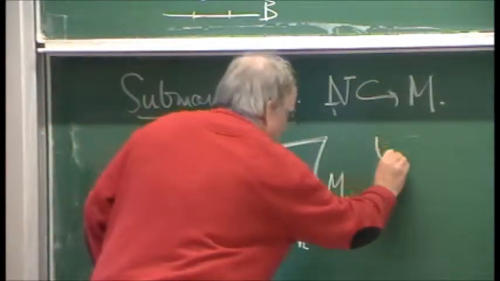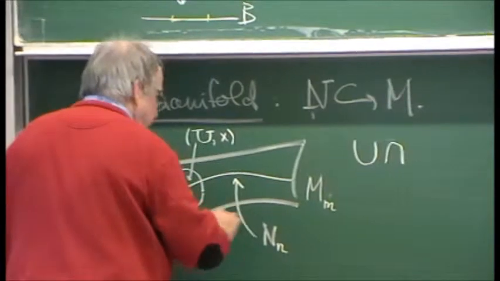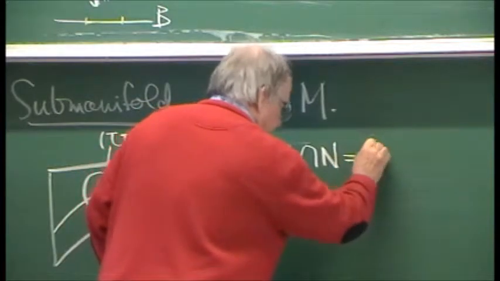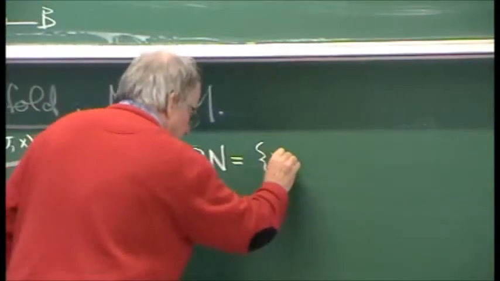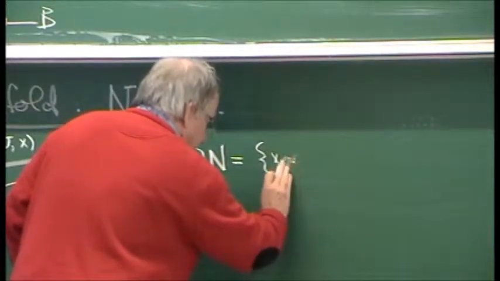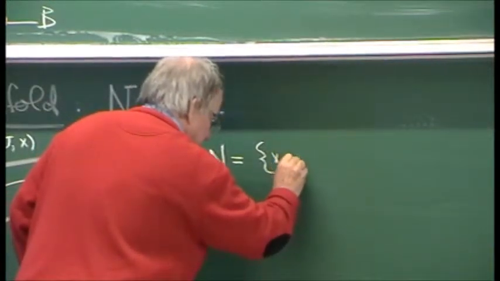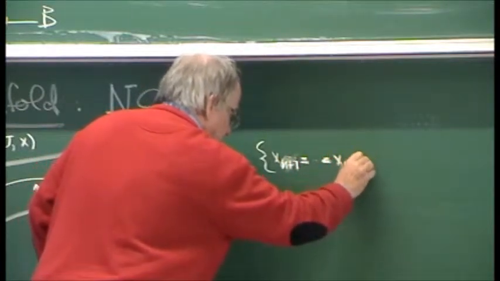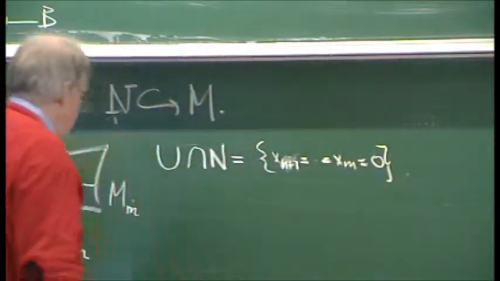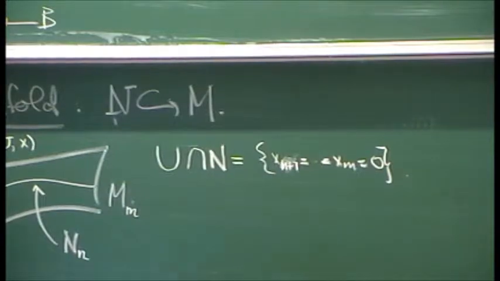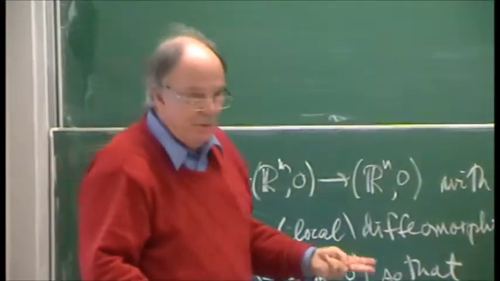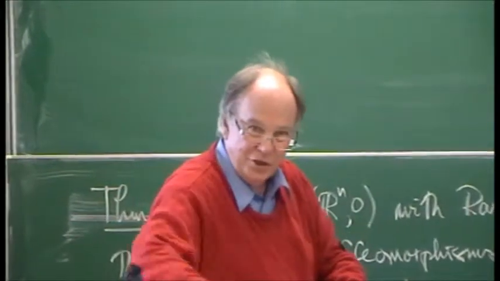locally, U intersect the submanifold, so it's a local condition, smoothness, is given by coordinates x_{n+1} equals ... equals x_m, all the last coordinates equal 0. I'm defining it in the simplest possible way with coordinates. Locally, it just looks like a plane.